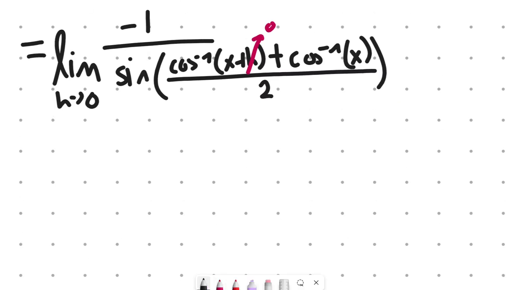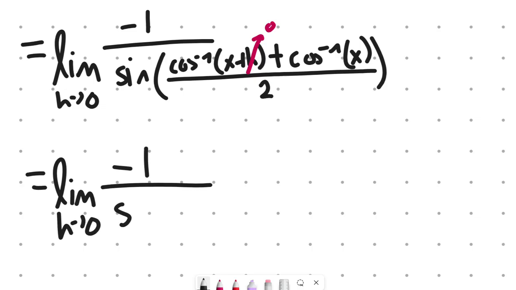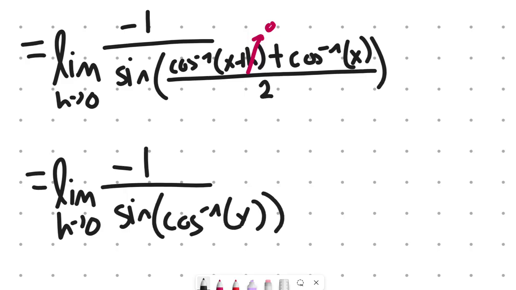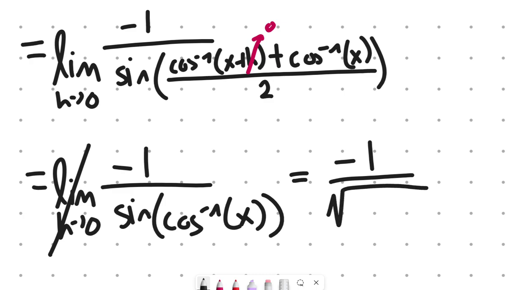So what we are left with is our limit as h approaches 0 of negative 1 over sine of inverse cosine of x. Now, there's another video talking about the relationship between sine and the inverse cosine inside the bracket of sine, which is just equal to the square root of 1 minus x squared. Now we can take the limit out because there's no h inside our mathematical expression, and this is just equal to negative 1 over the square root of 1 minus x squared.